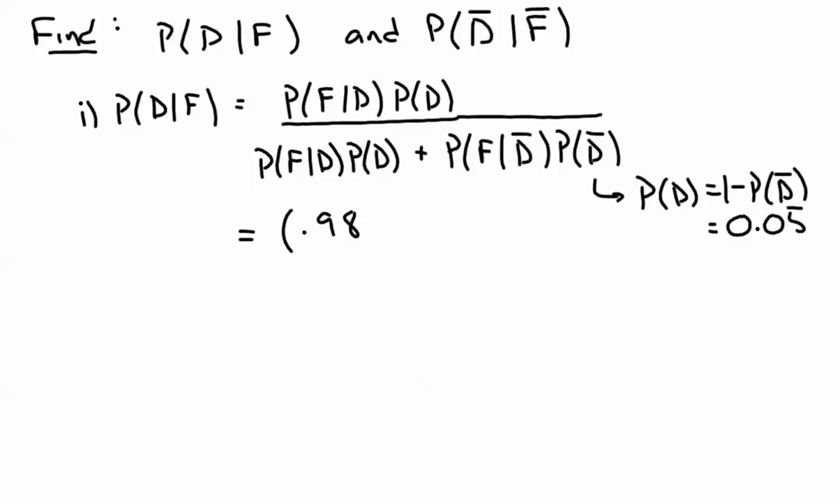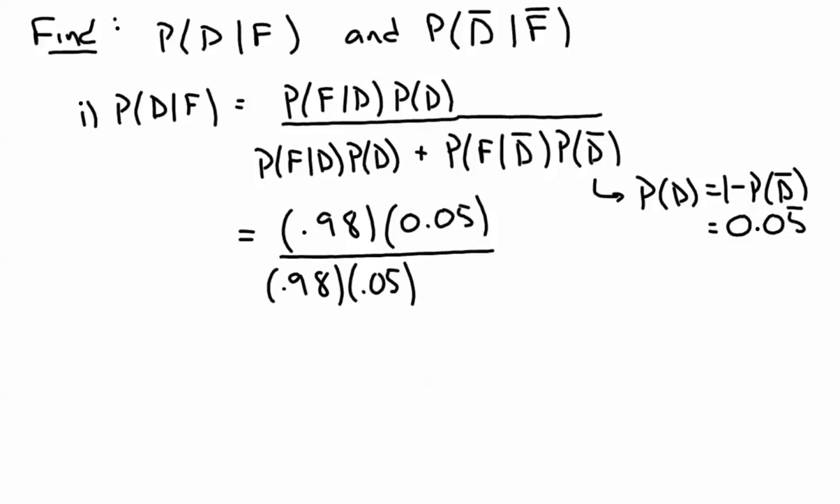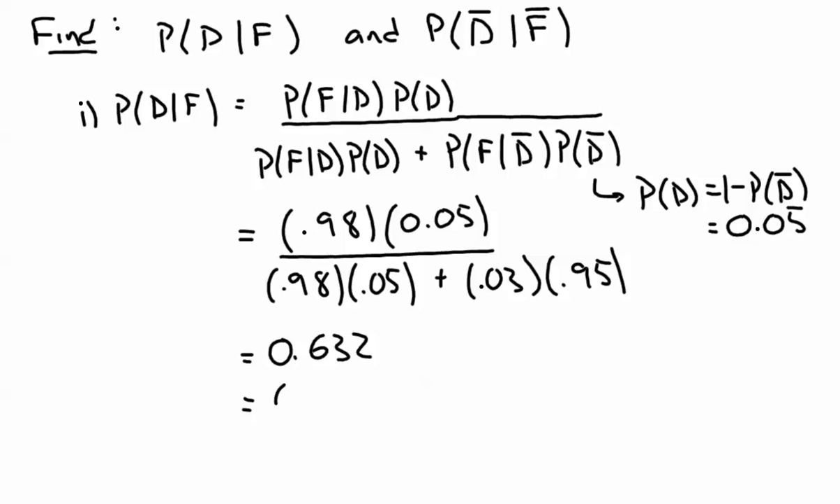This is 0.98 times 0.05 divided by 0.98 times 0.05 plus 0.03 times 0.95. That works out to be 0.632, or 63.2%. So let's talk about that for a second.